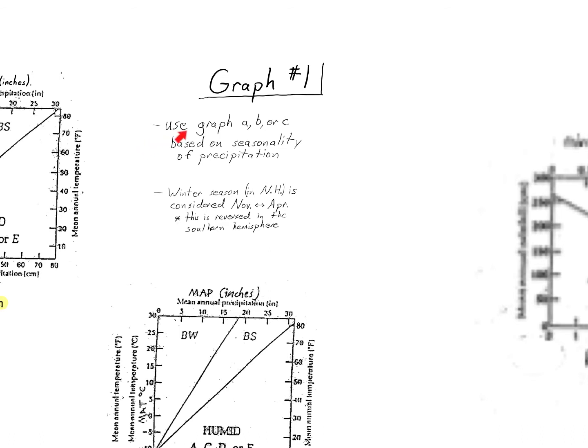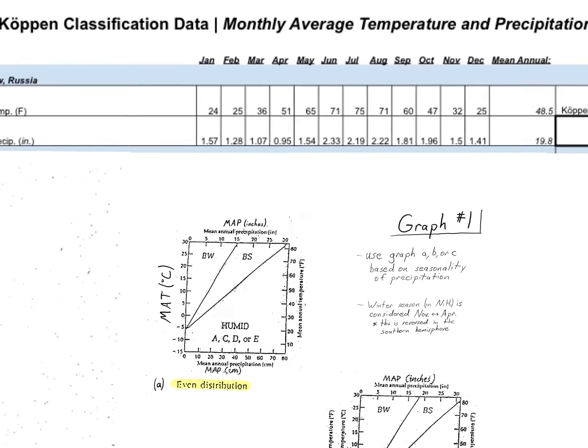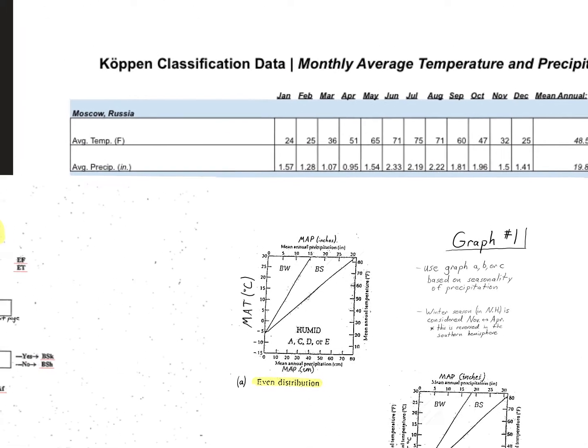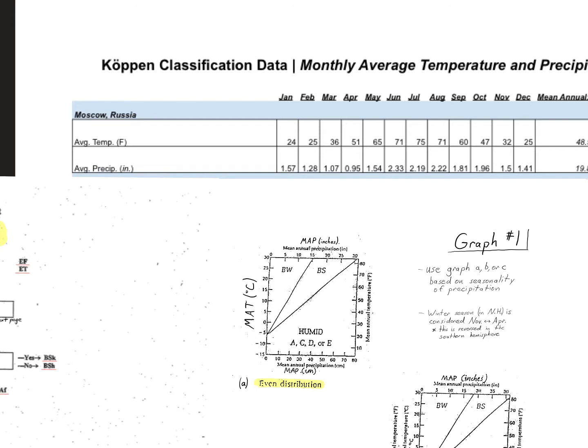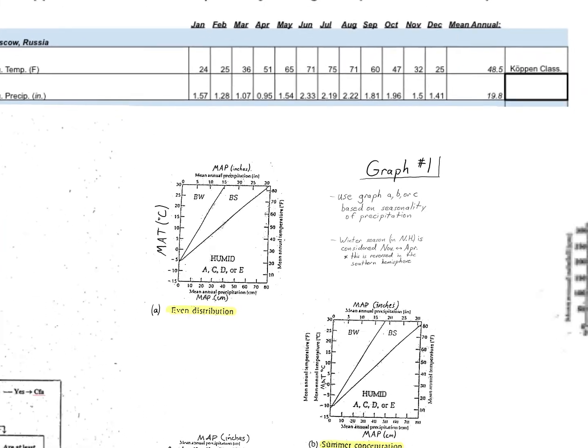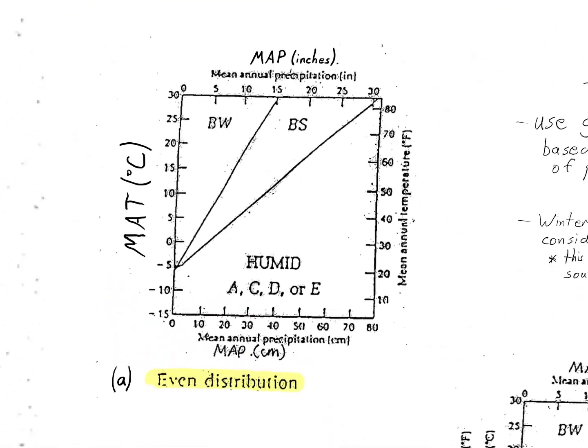So again, we're using graphs A, B, or C based on the seasonality of precipitation. When are we getting the precip? Is it in the summer or the winter? Or evenly distributed? So we take a look at Moscow and our precipitation. It's pretty evenly distributed. We've got some ups and downs, but there's no one distinct month of precipitation. There's no one distinct season for precip. It's pretty much happening year round. So for graph 1, we are going to use our even distribution graph. So here we go.